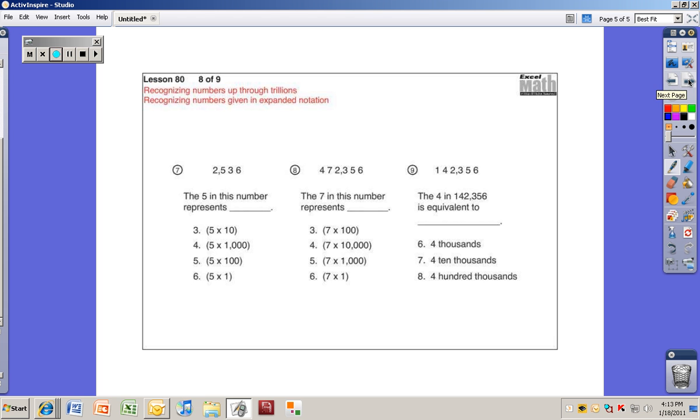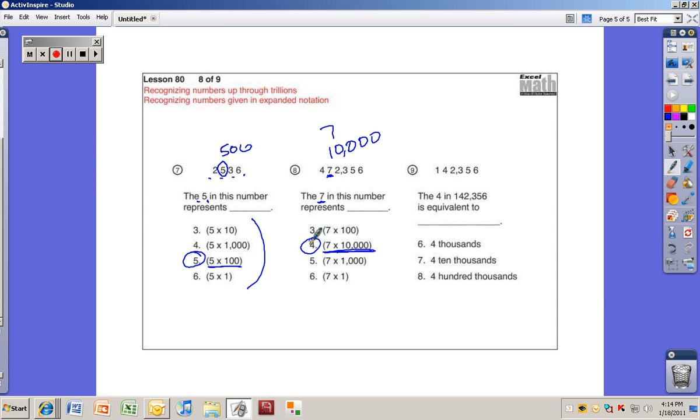Number 7, 2,536. The 5 in this number represents 500, right? And so we're looking down here. Which one of these is 500? You should have chosen the 5 because 5 times 100 is 500. The 7 in this one represents the 10,000s place. And there's 7 of them. So here's 7 10,000s right here.